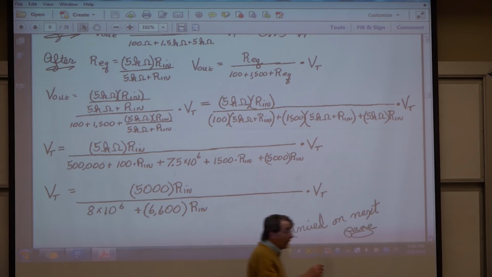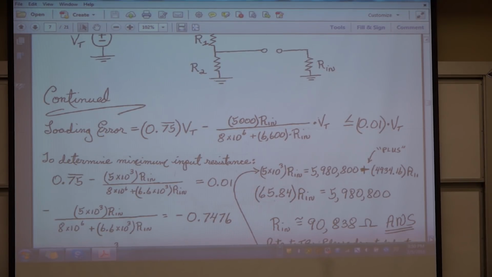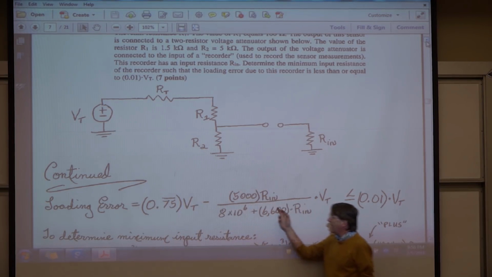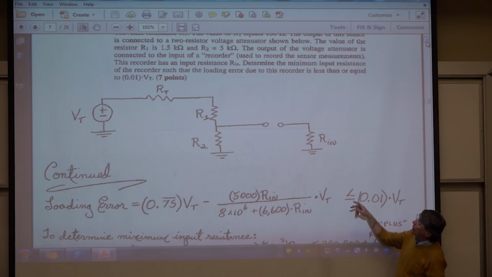And the loading error is before minus after. And I'm told what the loading error is to be. So the loading error is 0.75 VT, that was the before, minus the after. And I give you in the problem, in the last line of the problem statement, that we want this to be less than or equal to 0.01 VT. Now, just solve for Rn.